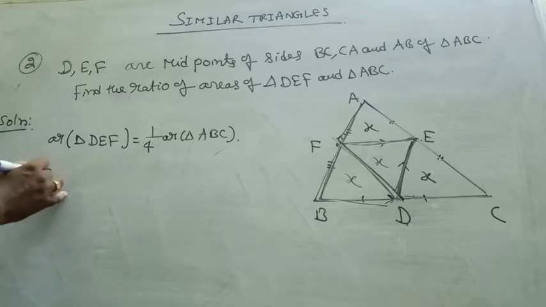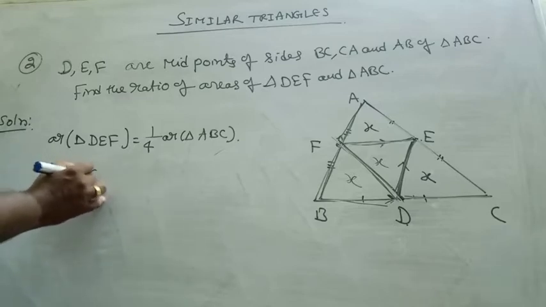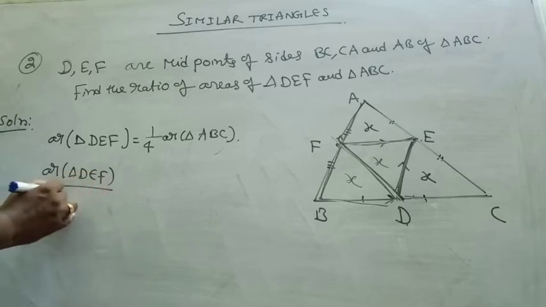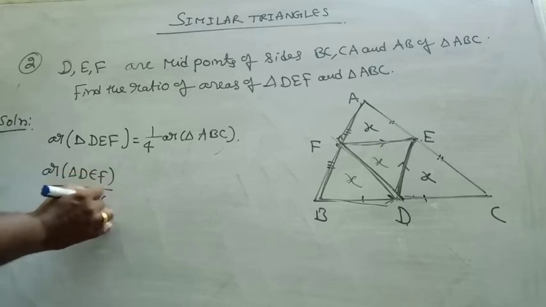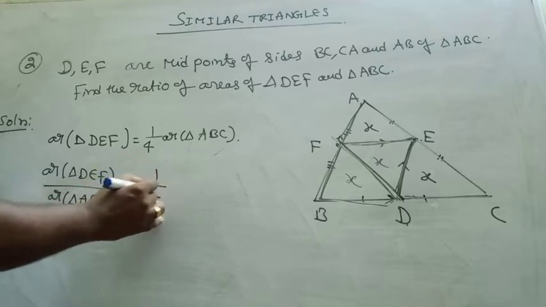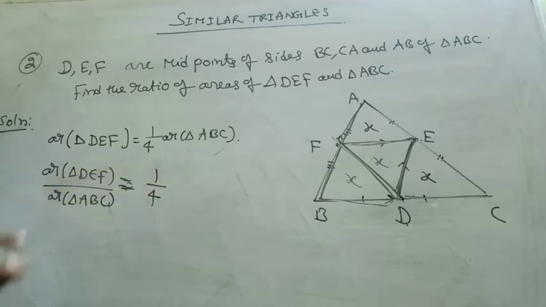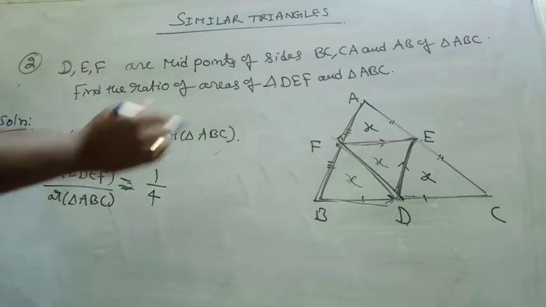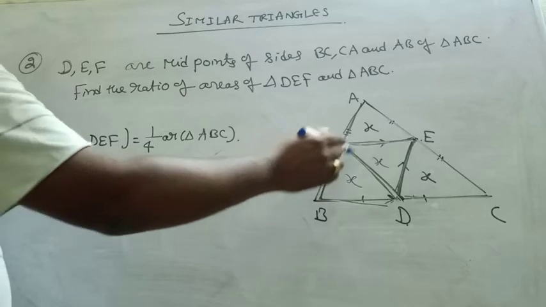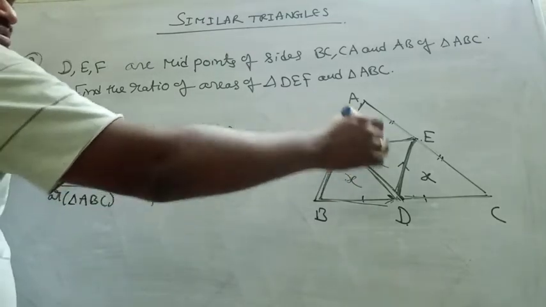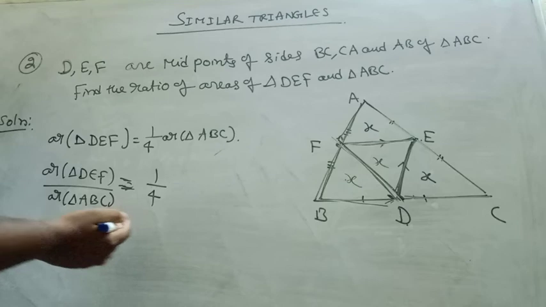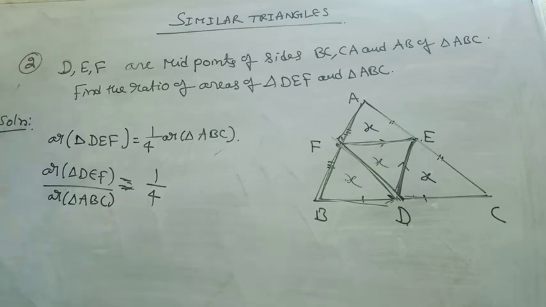Now what do you need? Area of triangle DEF by area of triangle ABC. You bring that side, so it is 1/4. We have got 1/4. In such a simple way we got this problem, my dear students, and I also explained how we got it. These are divided into four equal areas, x, x, x, and this is x, so the total is 4x. That's why 1/4. Such a beautiful and elegant way we are getting this result. In this way we will do this problem.